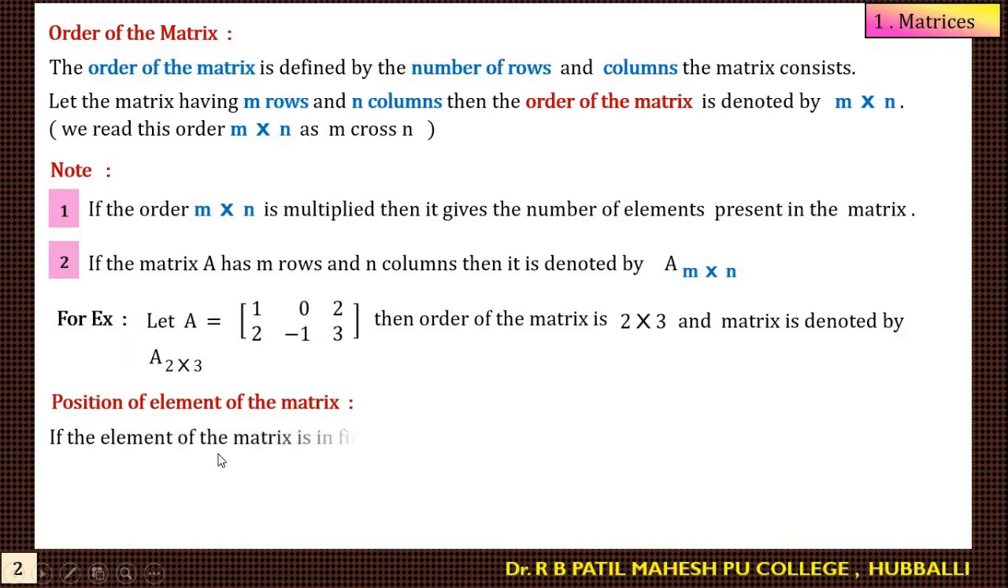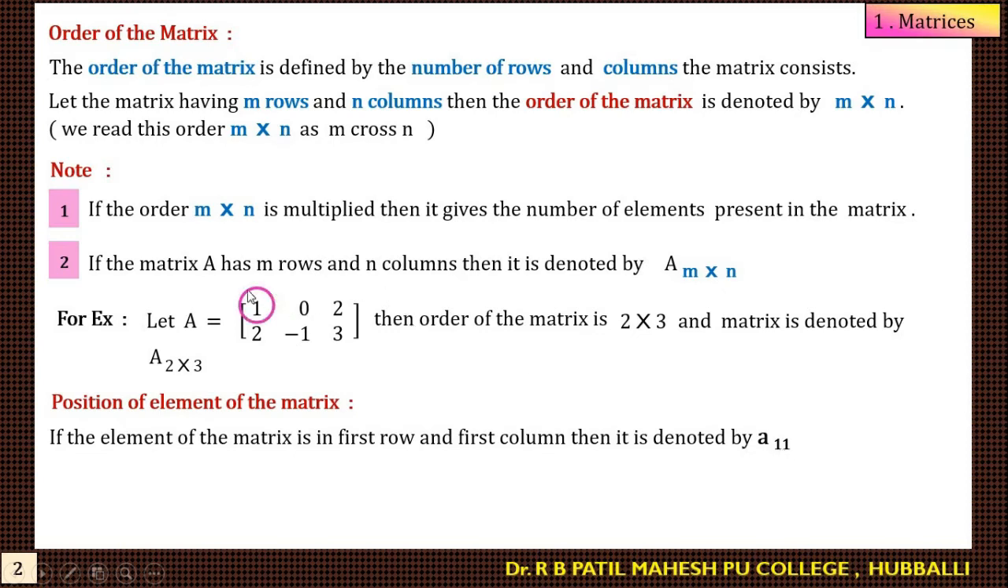If the element of the matrix is in the first row and first column, then it is denoted by a11. a means element, 11 represents the position, first row, first column.